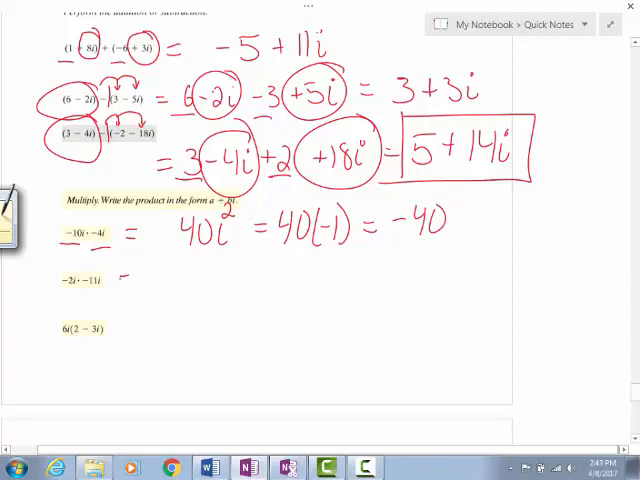Now, the next one I'll do the same way. Negative 2 times negative 11 is a positive 22. i times i will give me an i squared. So that's going to be 22 times negative 1, which is a negative 22.